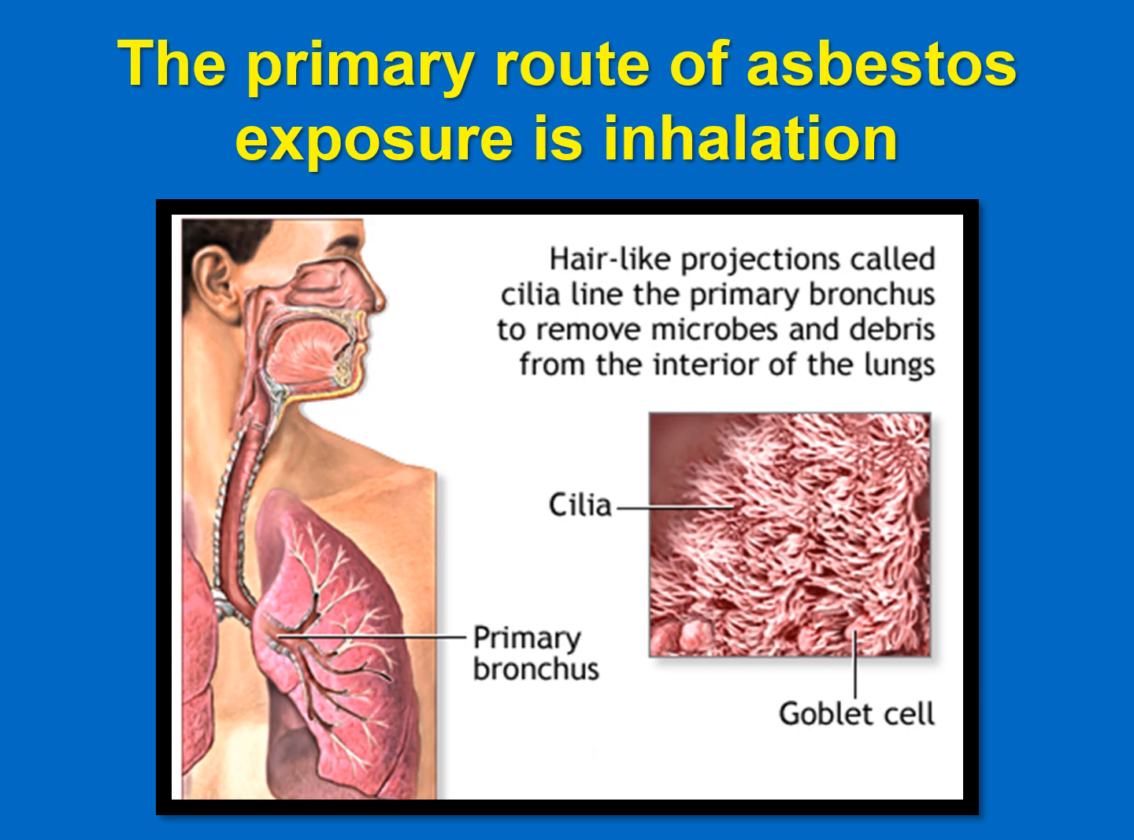Now, the cilia's primary function is to remove any microbes and debris from the interior of the lungs that may get dislodged, and it clears it out. So we cough or exhale it out of our bodies. So this serves as a very important function in that regard.